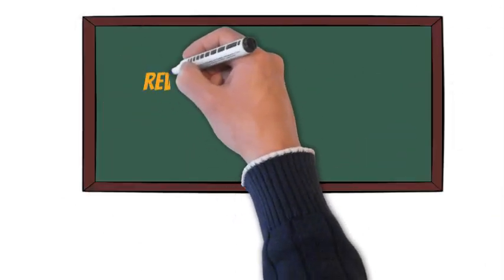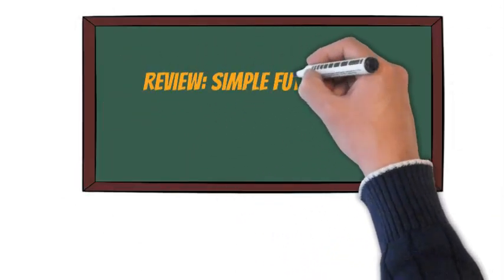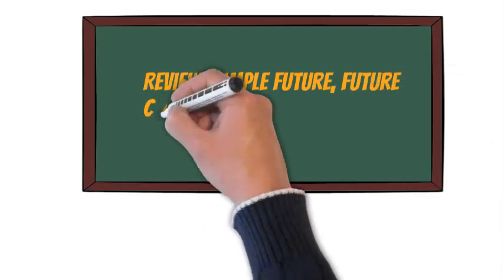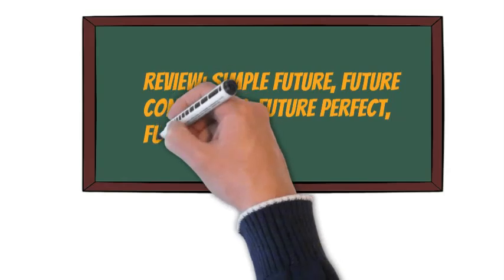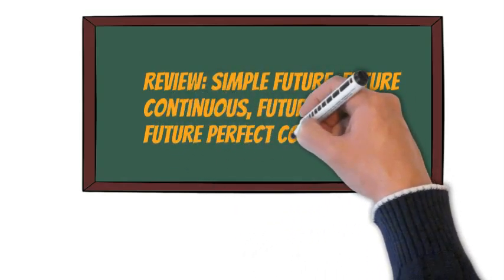Let's review what we've learned. We have the simple future, future continuous, future perfect, and future perfect continuous tenses. Each one describes actions in the future in different ways.